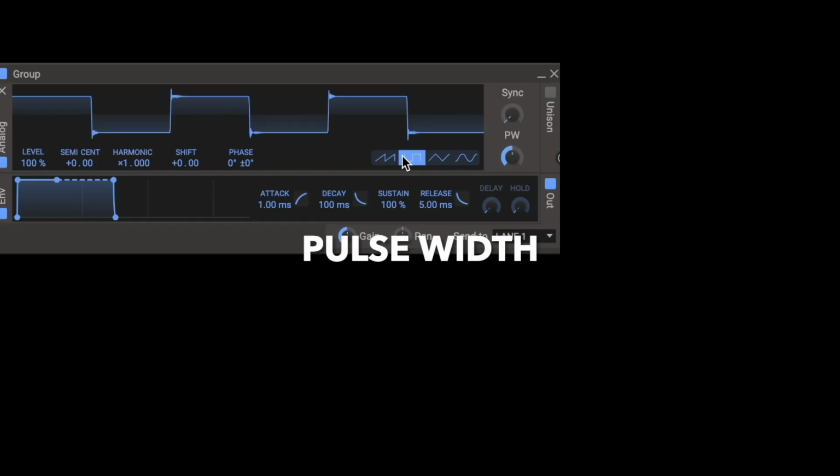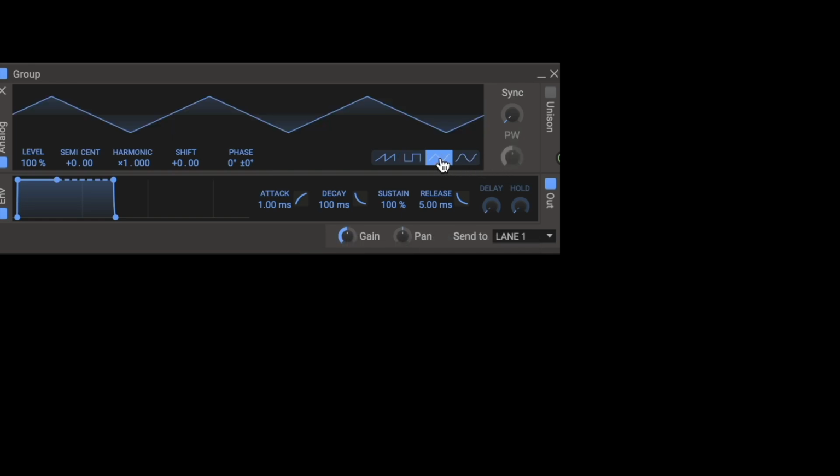When you have the square waveform selected, you will notice that this knob labeled PW on the right side of this oscillator's window is highlighted. If you select another waveform, this grays out. The pulse waveform is the only waveform with this oscillator that uses this control.